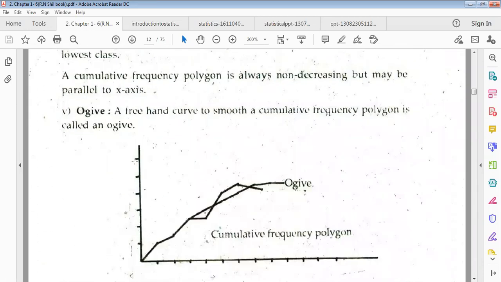Okay. Now, ogive curve, what will it be? A freehand curve to a smooth cumulative frequency polygon is called an ogive curve. Suppose this is the point, this point, this point, this point, this point, we got a cumulative frequency polygon. Okay, cumulative frequency polygon. But if we join these points in freehand, then we get an ogive curve.